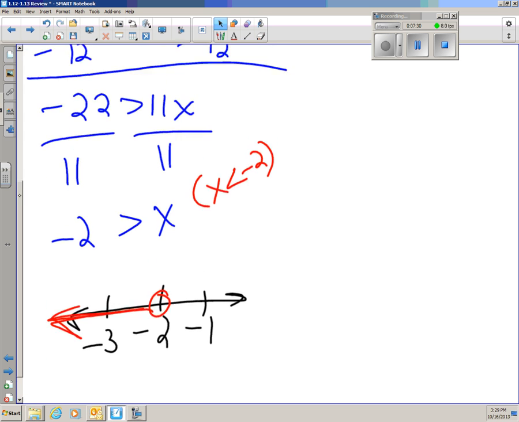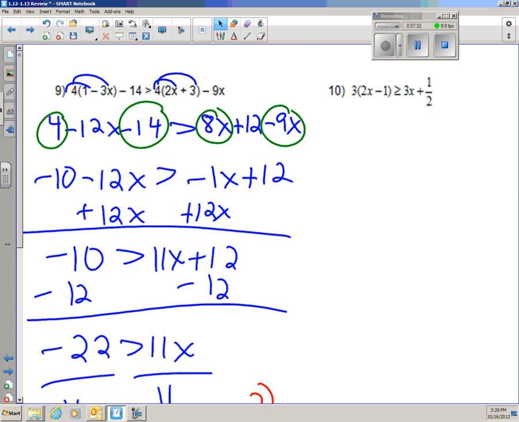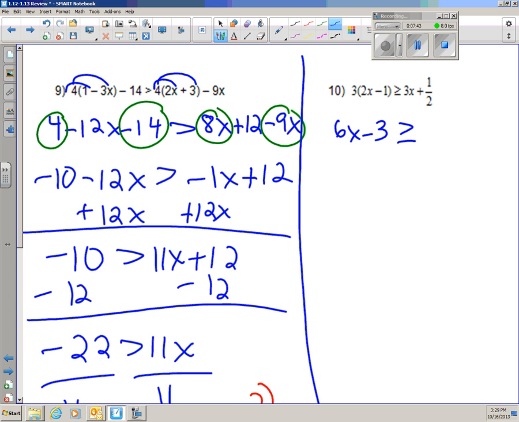Let's try this next one. Let's distribute here, and let me just kind of draw a little line in here. So distribute, we get 6x minus 3 greater than or equal to 3x plus 1/2. I like to get rid of my fractions. My denominator is a 2. I'm going to multiply the entire equation by 2.